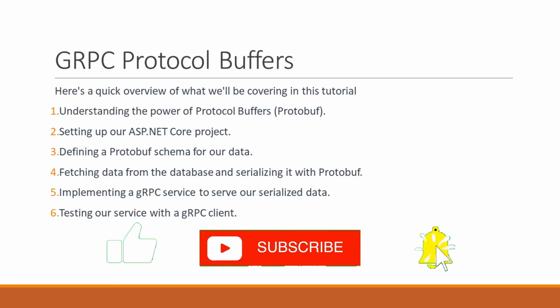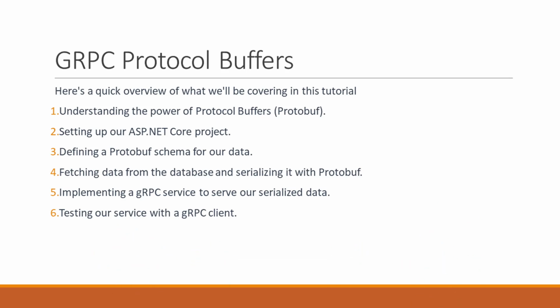So here is a quick overview of what we will be covering in this tutorial. First of all, understanding the power of protocol buffers, setting up our ASP.NET Core project, defining a protobuf schema for our data, fetching the data from the database and serializing it with protobuf, then implementing a gRPC service to serve our serialized data, and then testing our application with a gRPC client.